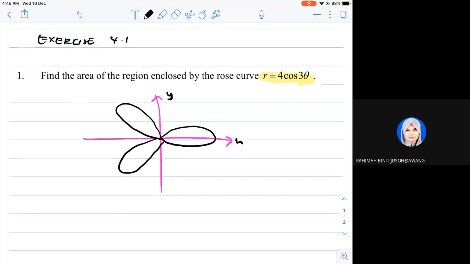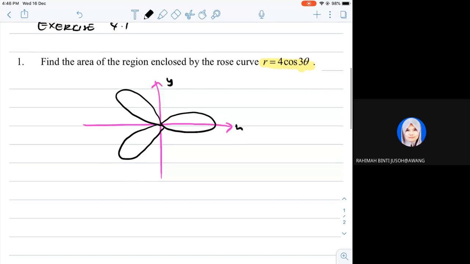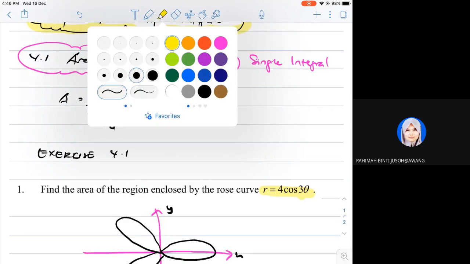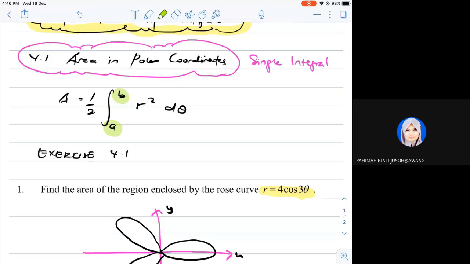Okay, so this question does not mention the number of petals, so we assume that we are going to calculate the whole area of all petals. So 3 petals. First of all, what you should do is find the angle. The angle is actually the limit of the integration. As we notice here, the limit of angle theta is from A to B. So this is the angle, or the limits of the integration.